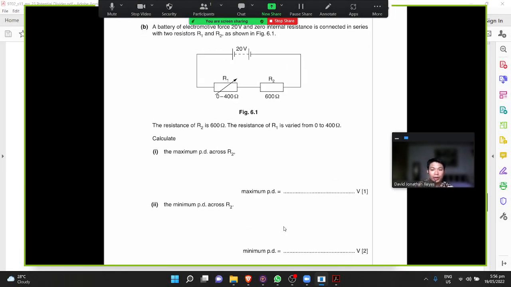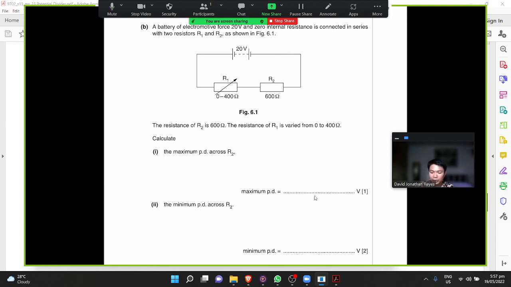In this problem, we have what we call a potential divider, and we are asked to solve for the maximum PD across R2 and the minimum PD across R2. So how are we going to solve this? The first one is that if, for example, you use your maximum PD across R2, then most likely the value at R1 will be 0, meaning no resistance.